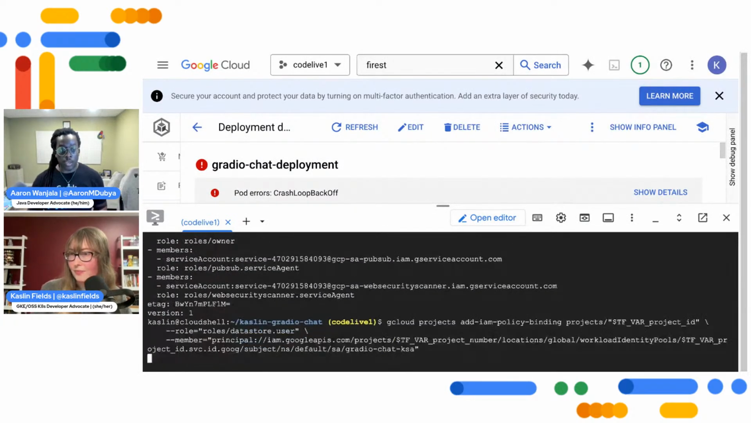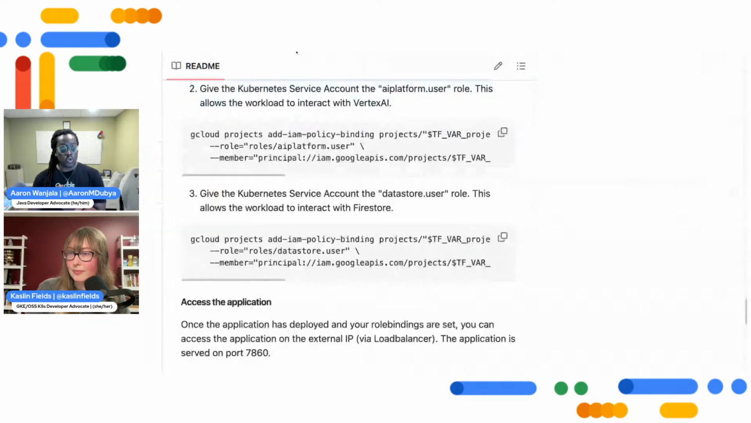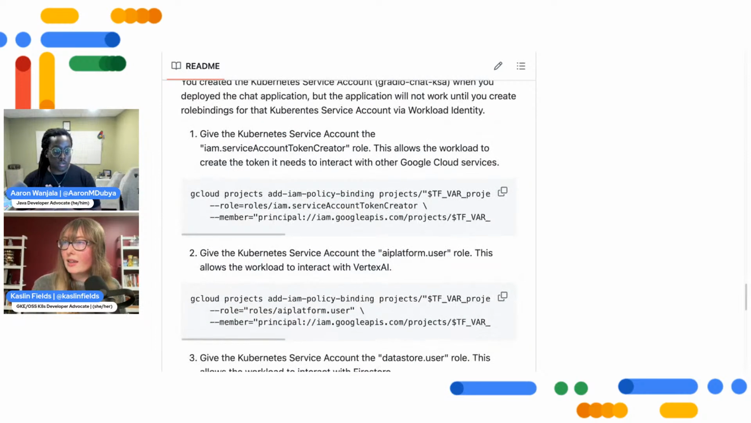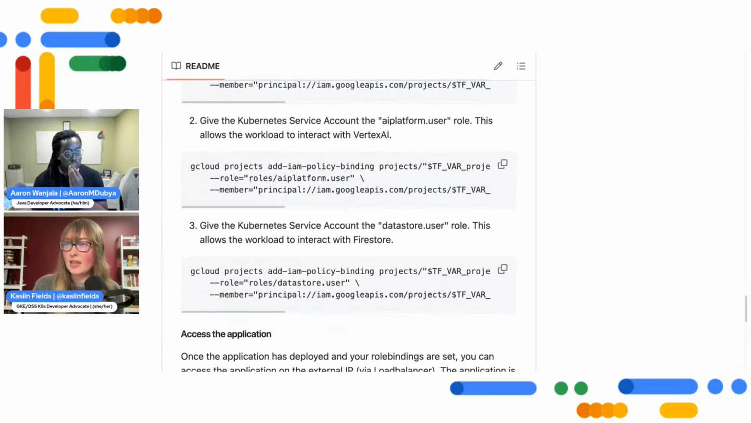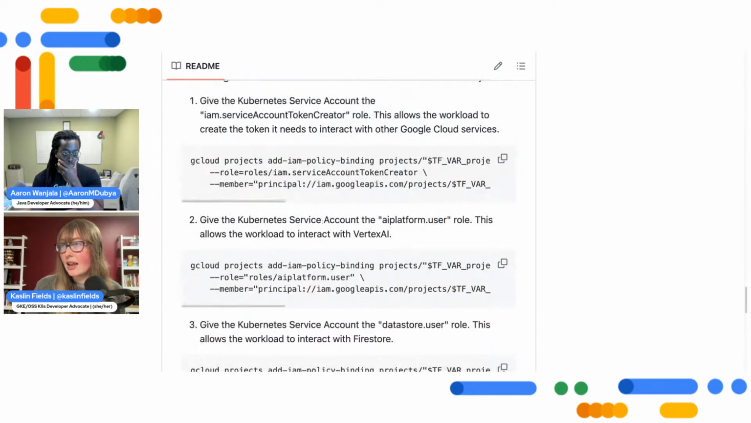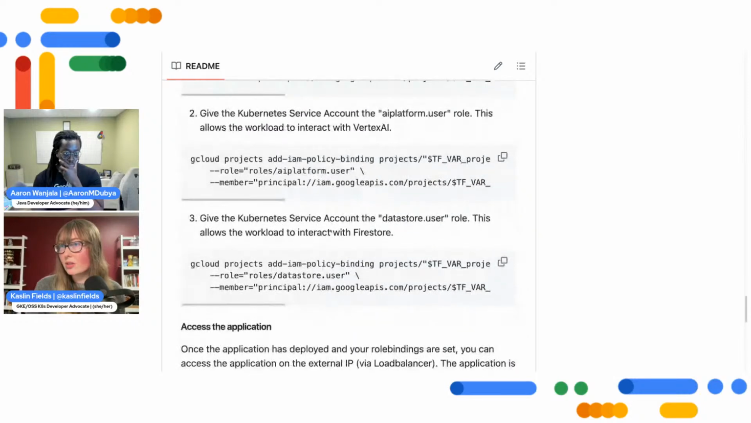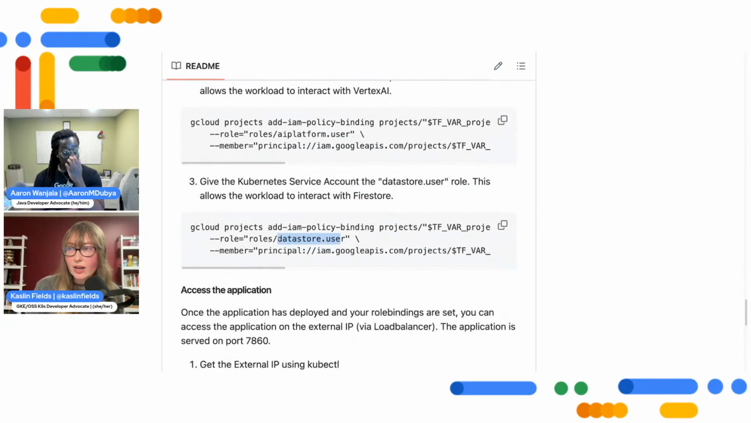And so each of those IAM policy bindings, that sounded like a confusing term for me at first, but we're just saying we want to give these roles to this account. And so which roles are we giving to this KSA? Yes. So our chat application will have permission to create tokens. It needs this to interact with any other Google Cloud service. It's going to need a token to authenticate with that service. Then it has AI platform user. So that's for Vertex AI for interacting with Gemini. And then it has a data store user. It's just those three. So data store user is for our Firestore database.